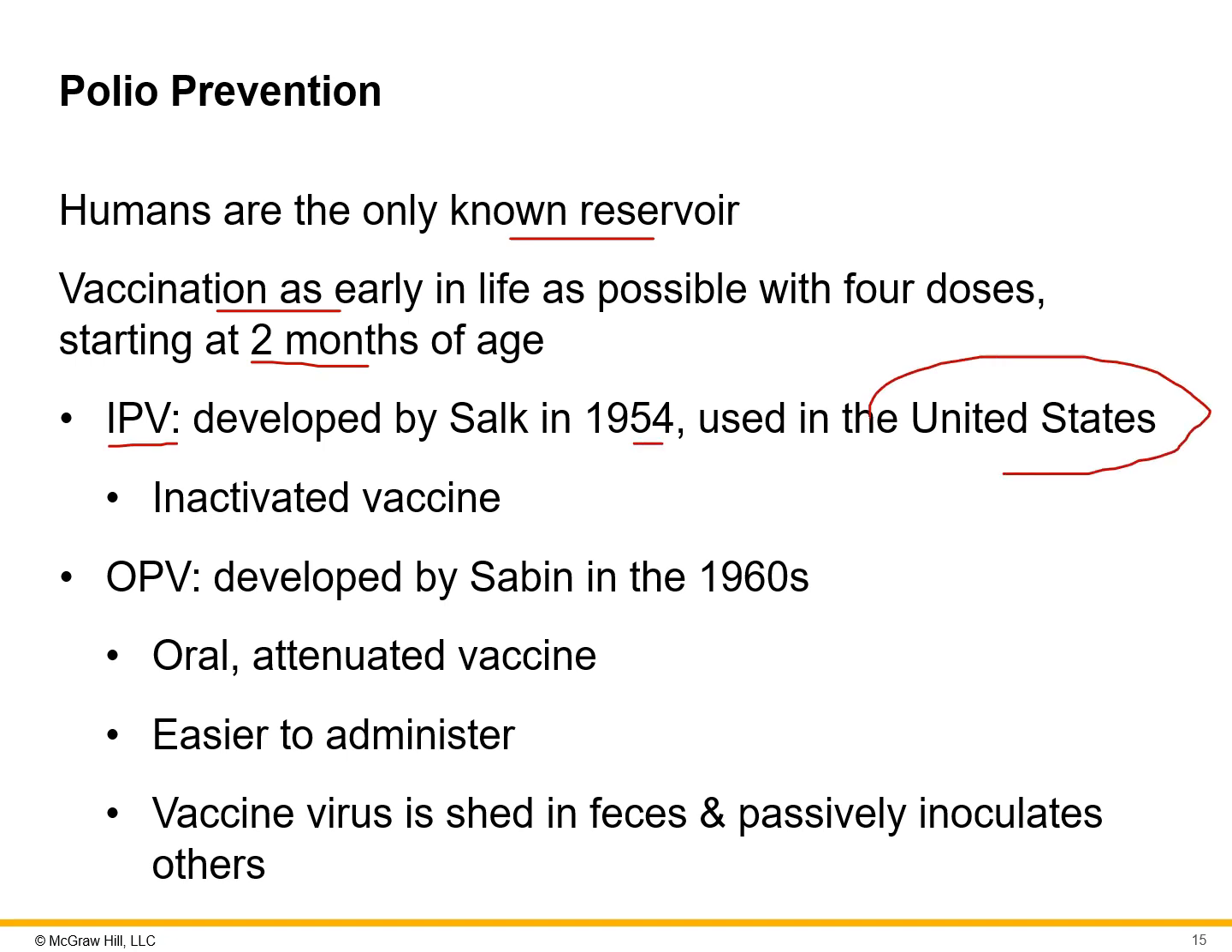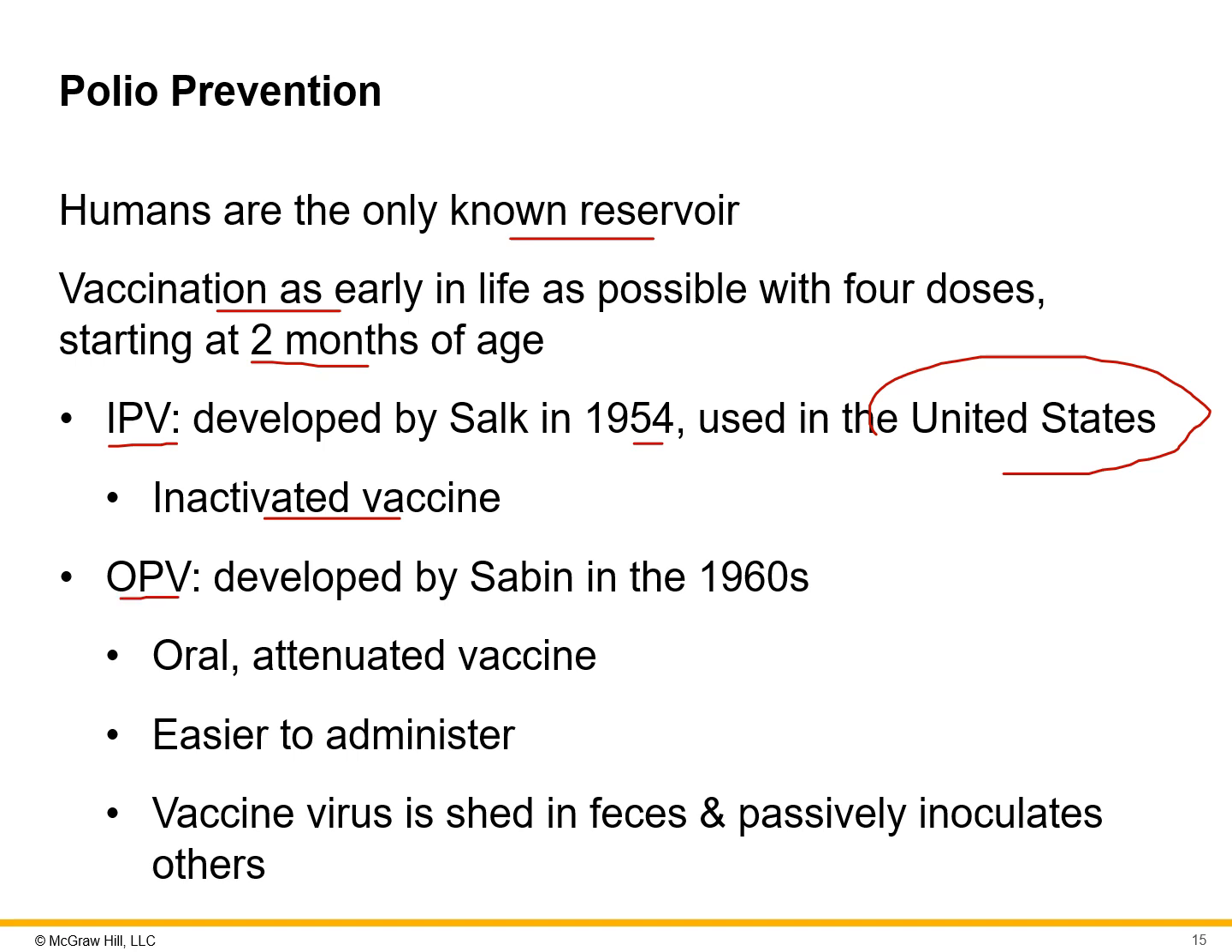That's the one that we use in the US, and it's an inactivated vaccine. So if you remember, that means that it does not have the ability to cause an infection. Again, that's also why the 4 doses are needed, because it doesn't quite create the immune response that a whole vaccine would. So again, it's destroyed, it can't reproduce, so it's an inactivated vaccine.